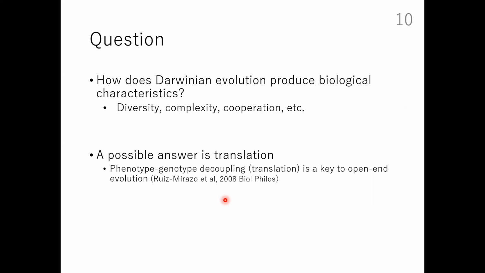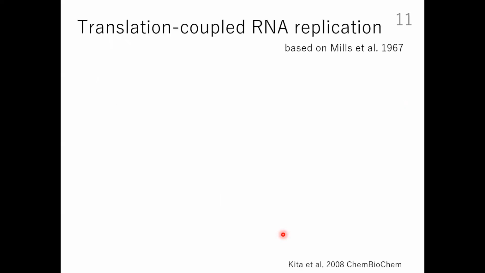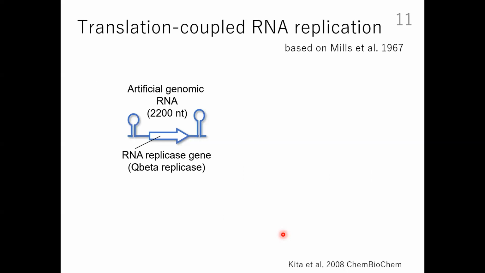According to this study, we first tried to introduce translation machinery into Spiegelman's RNA replication system. So we constructed a translation-coupled RNA replication system. In this system, RNA replicates, and we call it the artificial genomic RNA. It's about 2,000 nucleotides and encodes only one gene, the RNA replicase gene.